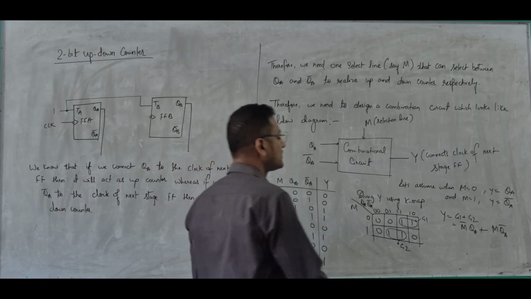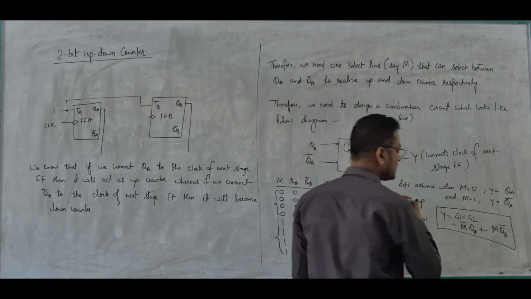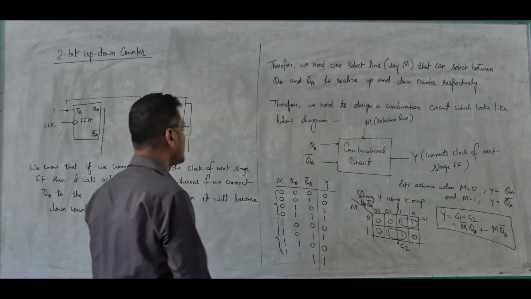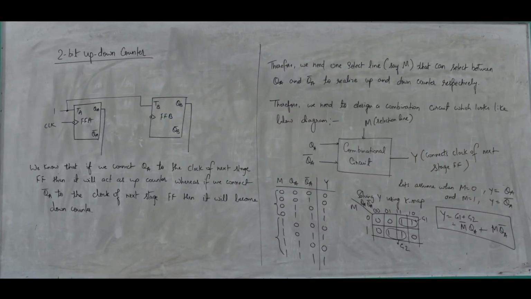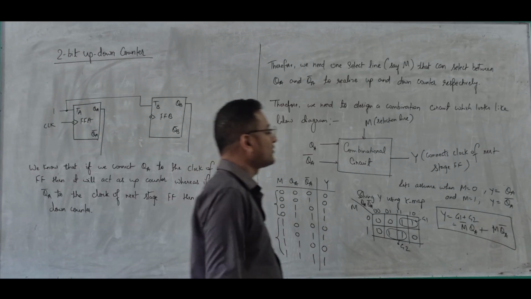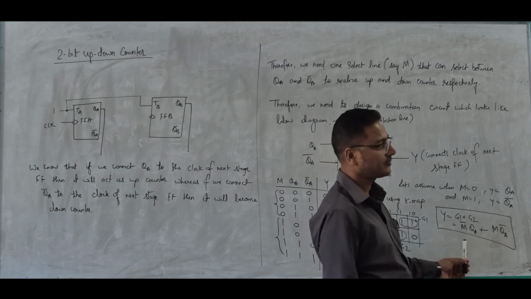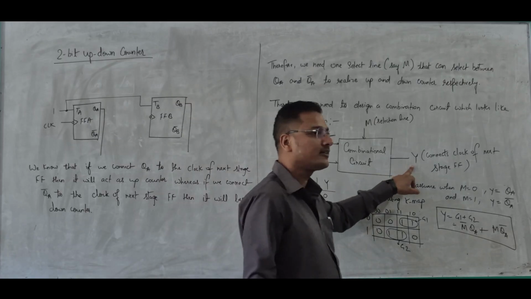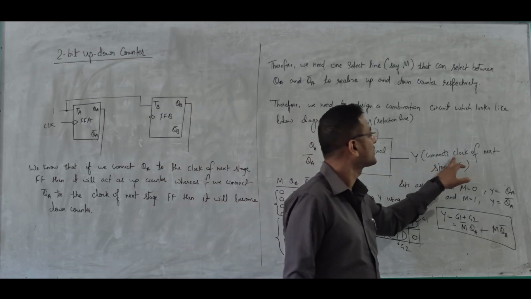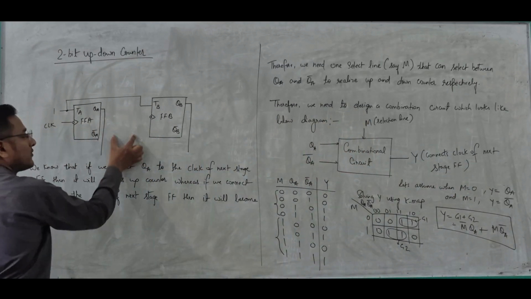So this is what we got. And this is what we require. This is done. Now see, it's not yet completed. We got the value of Y. Now this we have to realize using a logic diagram. You know that this Y is going to connect to the clock of the next stage, so we need a certain circuit over here.